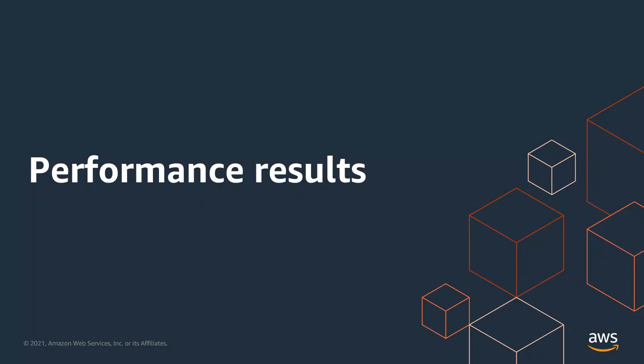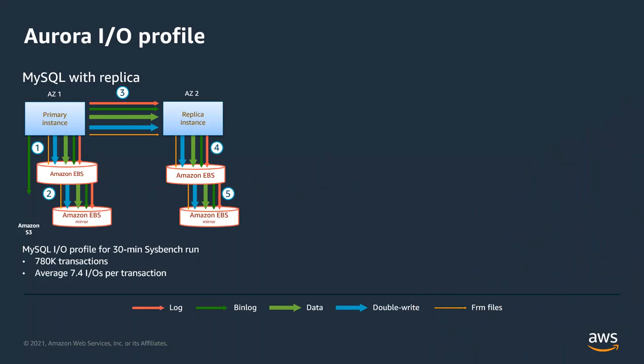Thanks, Murli. So Murli gave you a background into some of the architecture of Aurora, and I'm going to talk through some of the ways that we actually see this working out in benchmarks and in the real world. Here's a look at MySQL in a typical setup and the amount of I/O that it has to do. In this diagram, we have a primary instance in one availability zone and a replica instance in a second availability zone.